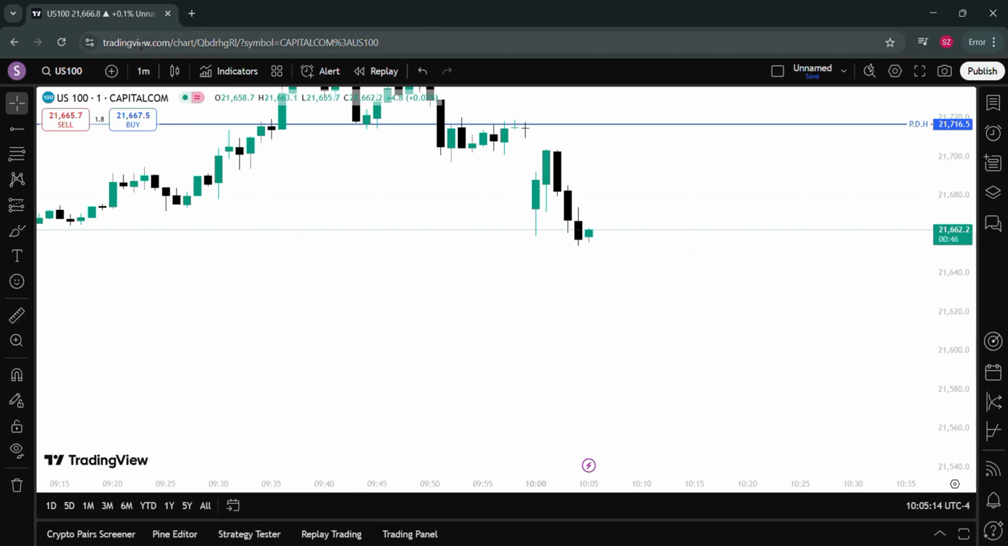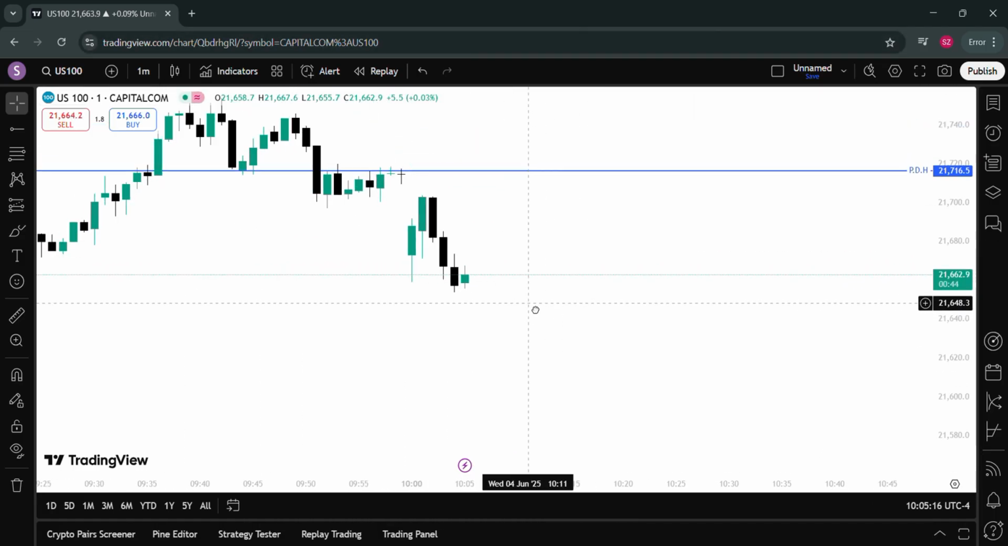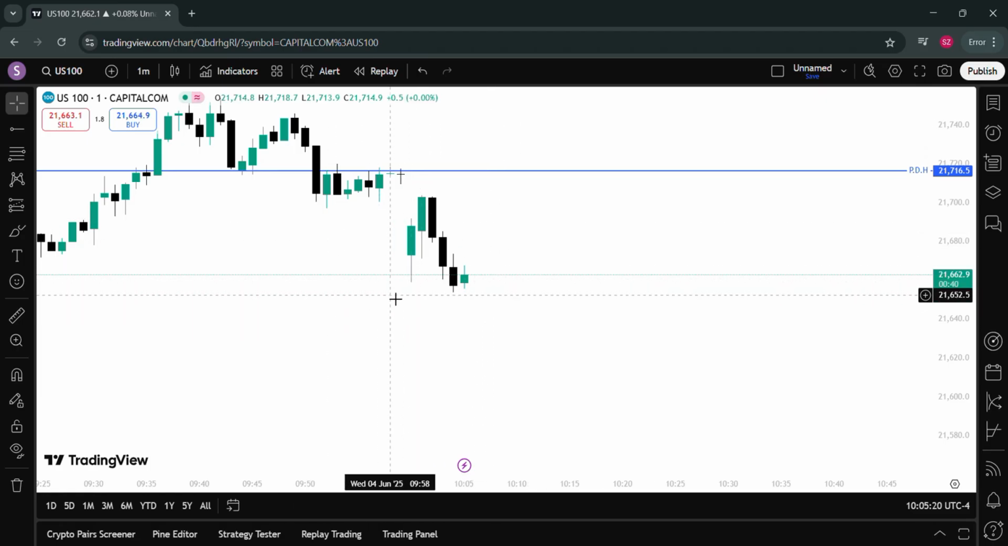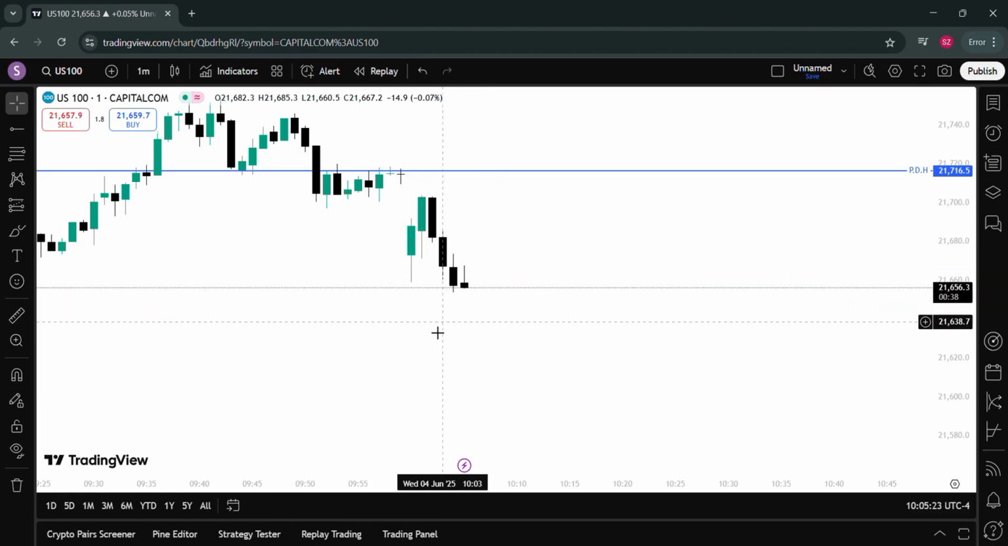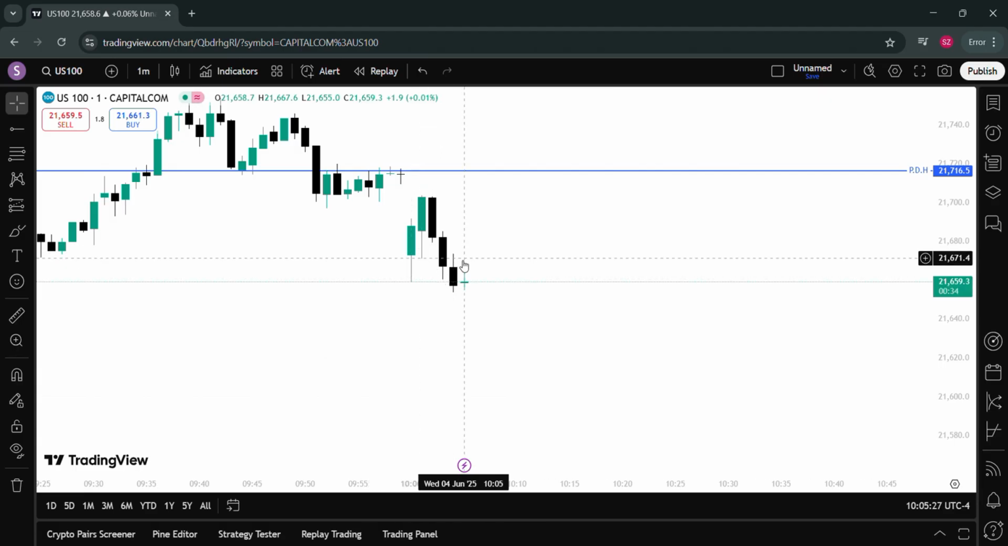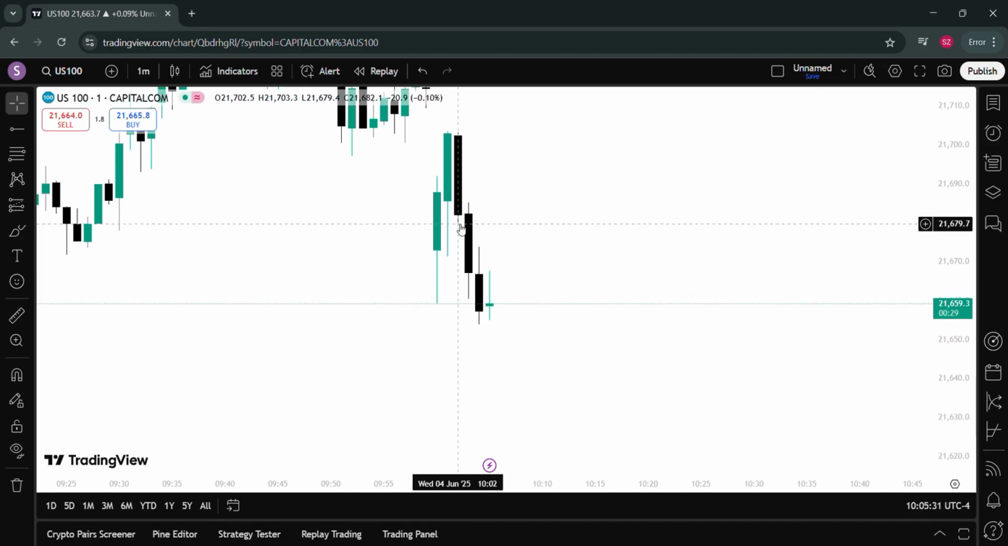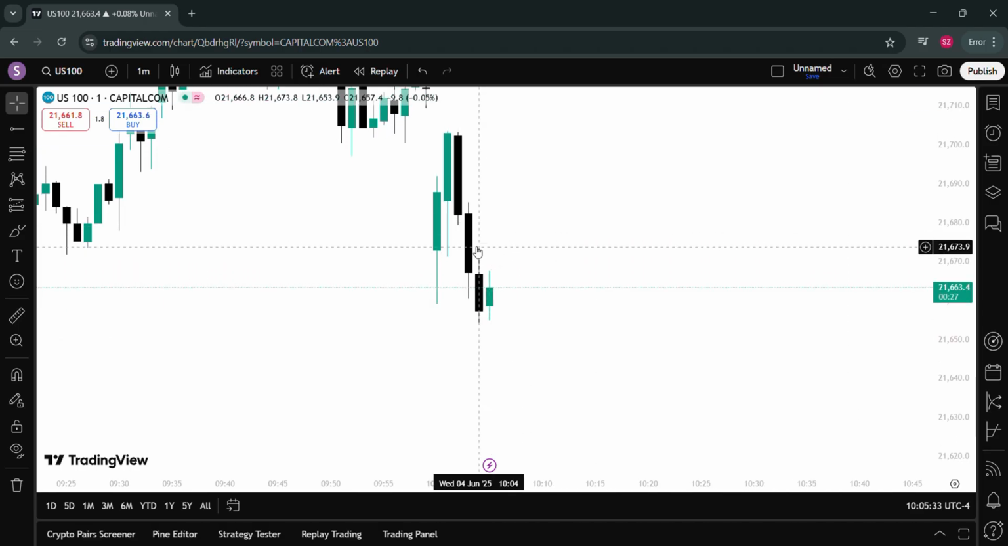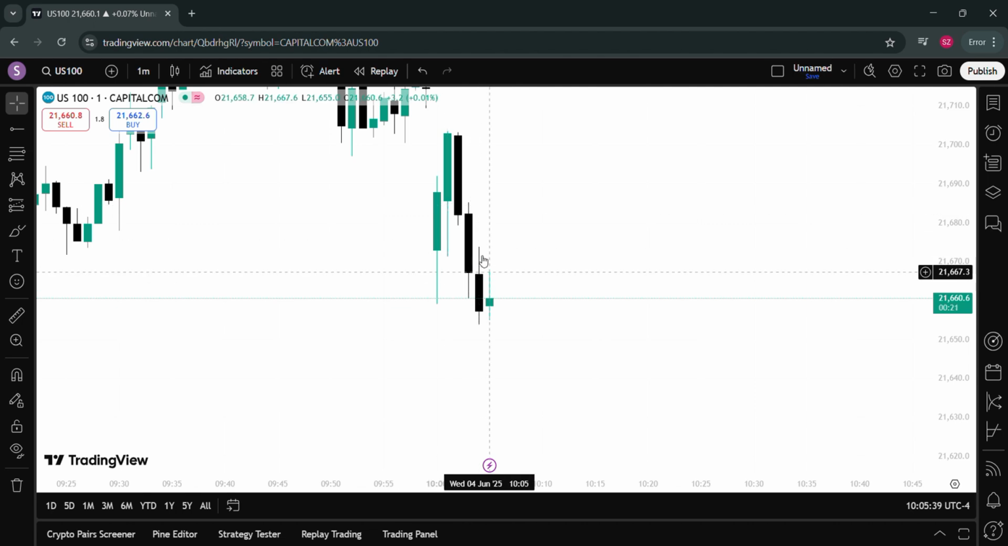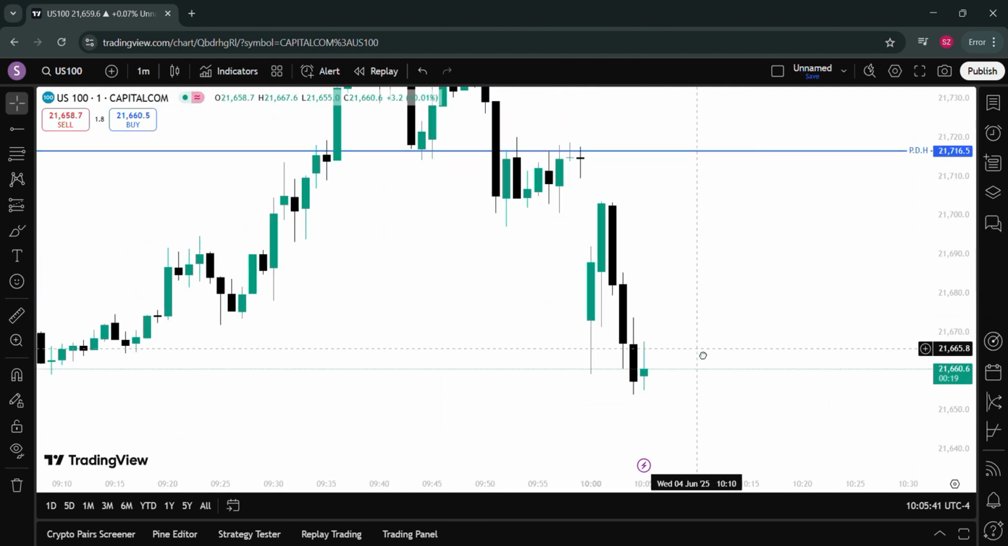Let's see. This is the 1-minute time frame. My strategy is that I wait for a market structure shift with an imbalance like an FVG. See, price has this FVG. An FVG is the gap in the middle, from this candle's low to this candle's high. It is made up of 3 candles. That is my strategy.